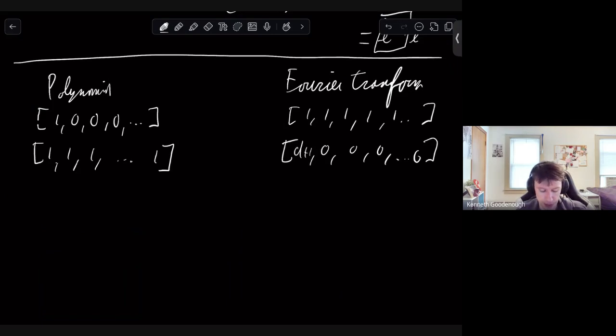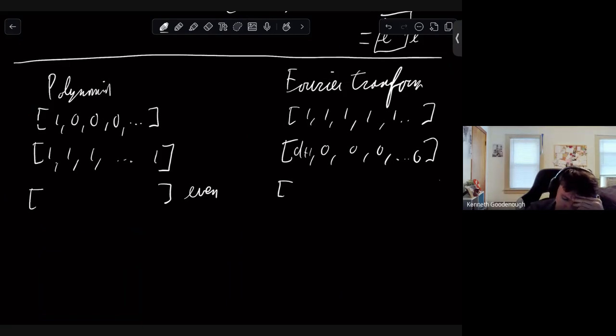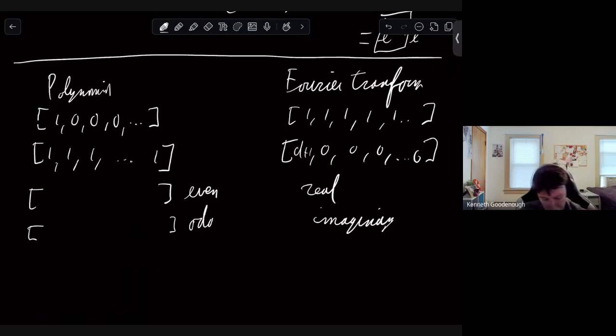we can have a list of coefficients here that is even. And this should translate to a Fourier transform whose coefficients are purely real. And similarly, if we have here something that is odd, then we should get something that's purely imaginary here. Right, so this is something we know from standard Fourier transform, but I just wanted to write this out explicitly to see what happens.